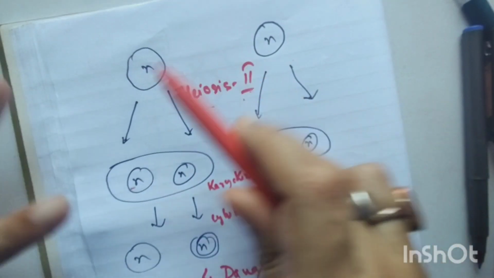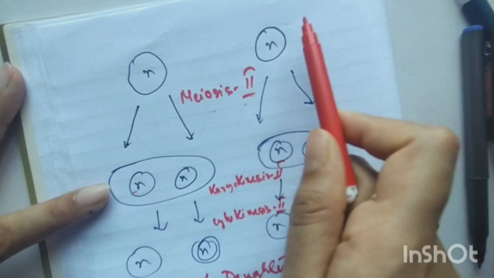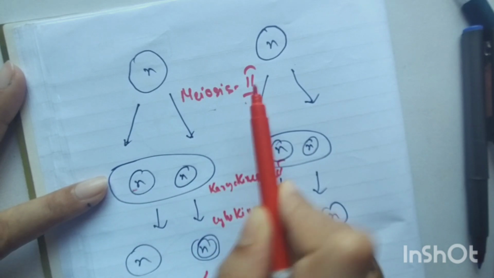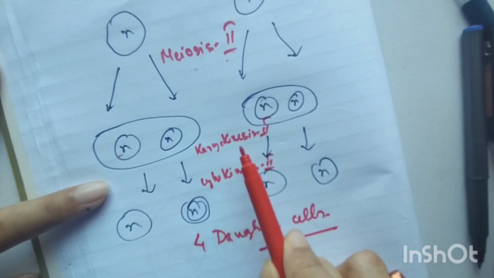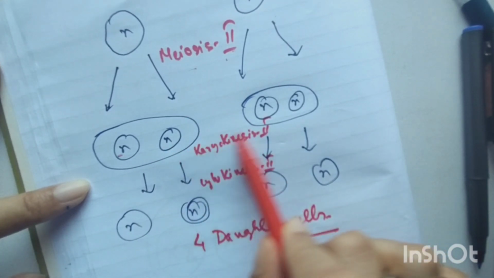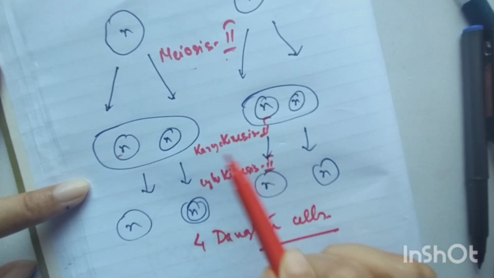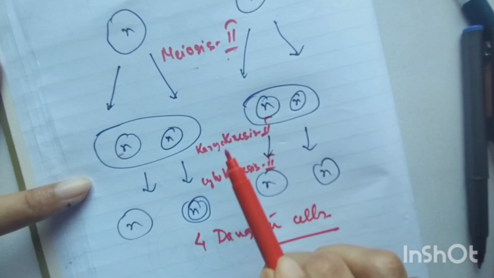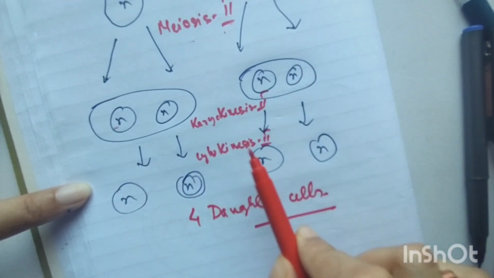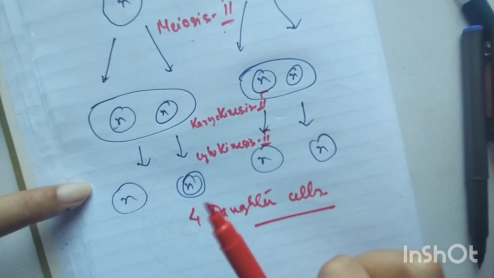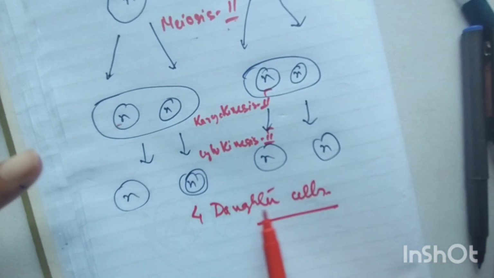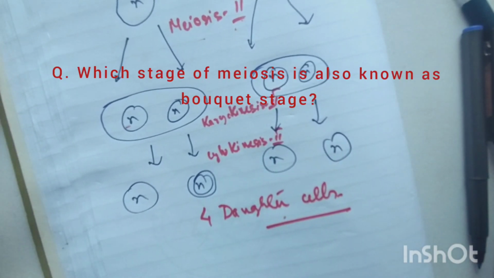Now as the haploid daughter cells produced by meiosis 1 are ready to enter meiosis 2, they will first undergo karyokinesis 2, where the nucleus will be divided, and this process is similar to the karyokinesis of mitosis, which I have already explained in my previous video. Then the cytoplasm will divide by the process of cytokinesis 2, and at the end 4 daughter cells with half the number of chromosomes of the parent will be produced.